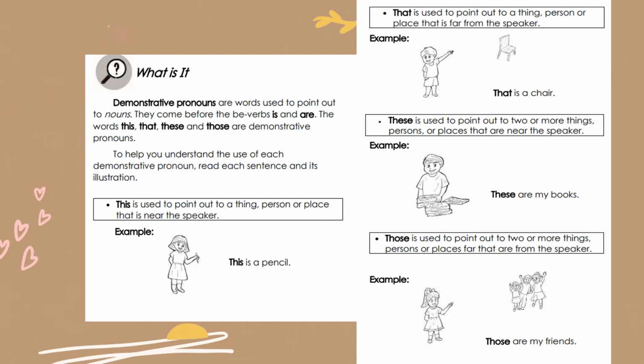These is used to point out two or more things, persons, or places that are near the speaker. Example, these are my books. Those is used to point out two or more things, persons, or places far from the speaker. Example, those are my friends.